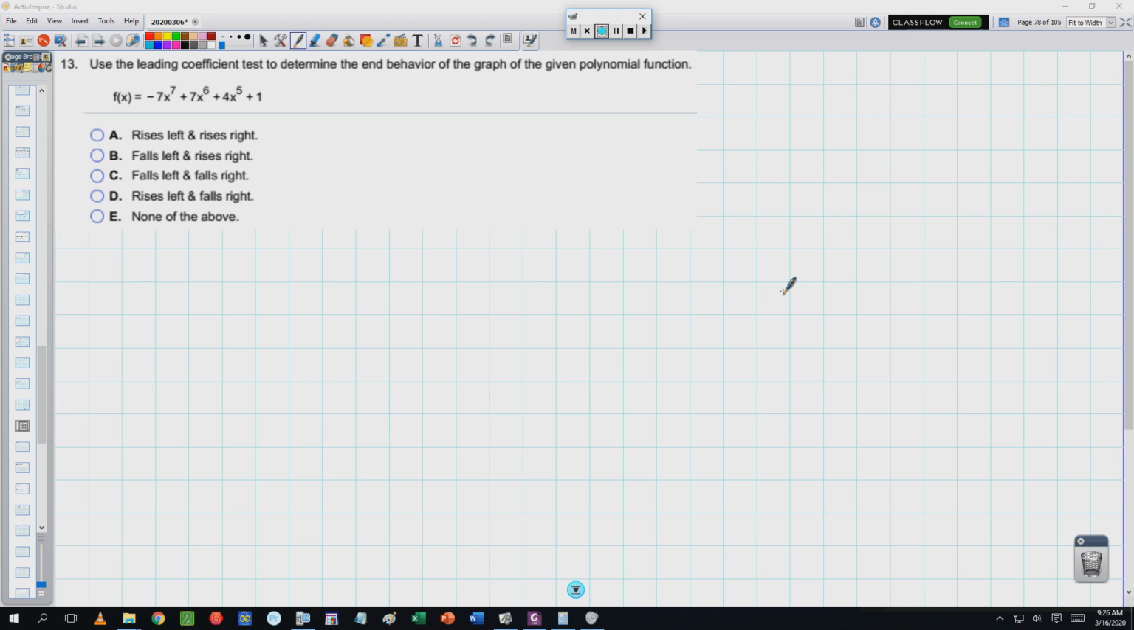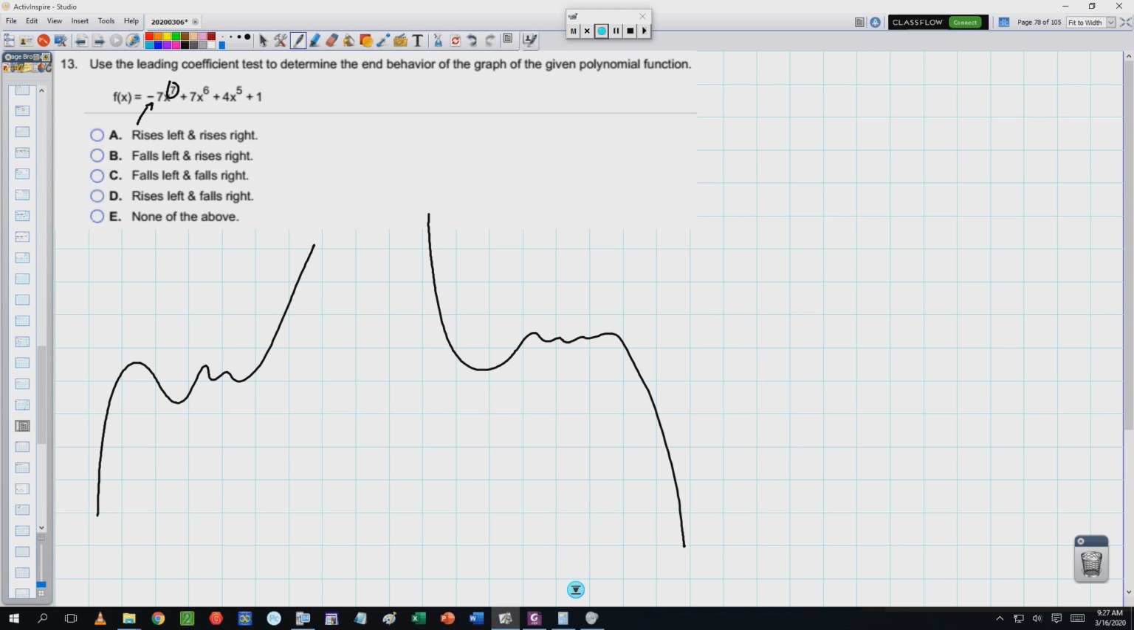Use the leading coefficient test to determine the end behavior. On this problem here, very similar to what we saw earlier, you have the seventh power, which gives you an idea of how many times you should cross the x-axis. Odd powers start low and then they go high. But because we have a negative coefficient, this graph is going to be flipped, so that it starts high and then finishes low. Okay?